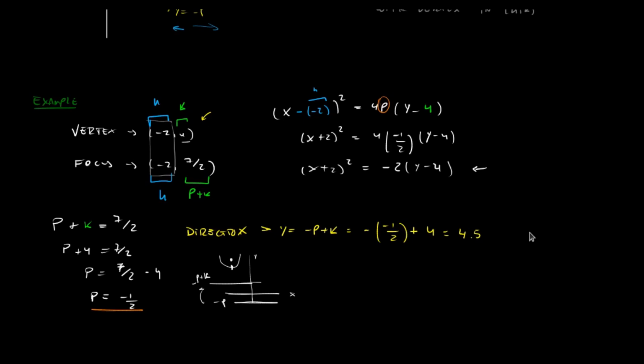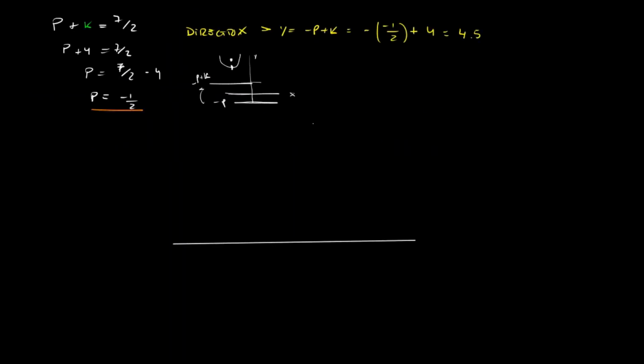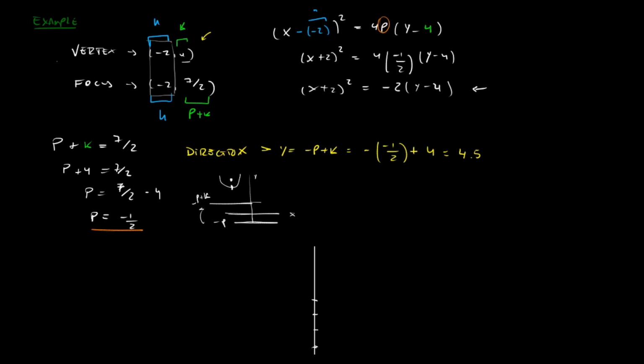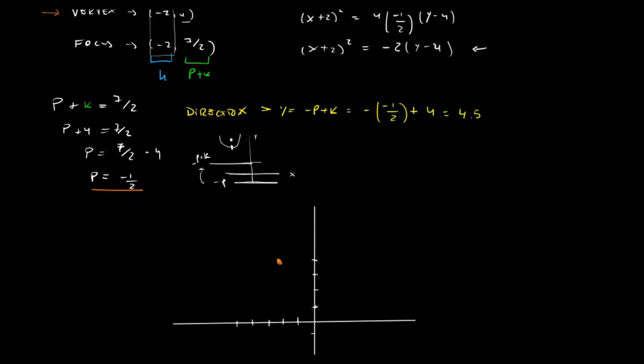Now we can use all this information to plot the parabola. The vertex is on (minus 2, 4). So it is here. The focus point is on (minus 2, 7 over 2). So it is around here. And the directrix is on y equals 4.5. So it's something like this. And now the parabola will be like this. For a more accurate plot, you can try and calculate the roots and the y-intercept using this formula and your knowledge of quadratic functions.